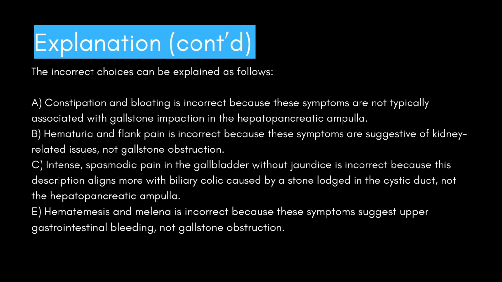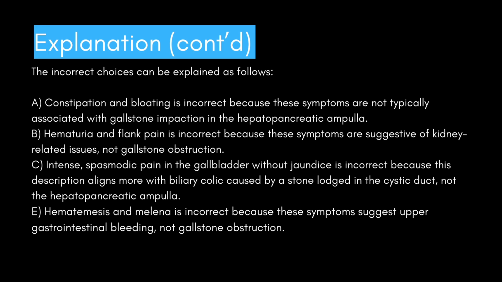A. Constipation and bloating is incorrect because these symptoms are not typically associated with gallstone impaction in the hepatopancreatic ampulla. Hematuria and flank pain is incorrect because these symptoms are suggestive of kidney-related issues, not gallstone obstruction. Intense spasmodic pain in the gallbladder without jaundice is incorrect because this description aligns more with the biliary colic caused by a stone lodged in the cystic duct, not the hepatopancreatic ampulla. Hematemesis and melena is incorrect because these symptoms suggest upper gastrointestinal bleeding, not gallstone obstruction.